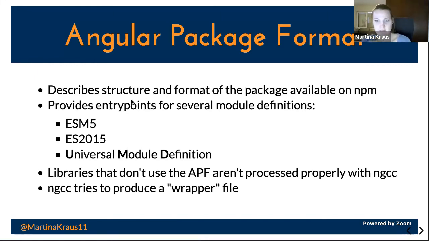It provides several module definitions and of course the entry points. Like, okay, you want to compile this package in ESM5 or ECMAScript 2015 format or UMD, then here are the links to it. So it's described in the metadata JSON. Here you find the files to it, and here's the entry point, the starting point for the compiler, where all the other references to the other files can then be taken. And that's the thing. Libraries that don't use this APF can't be really processed properly. ngcc tries to iterate then and tries to find the files and finds the references and tries to produce so-called wrapper files to simulate this entry point somehow. But as you can imagine, this is not always working and not always the best case.